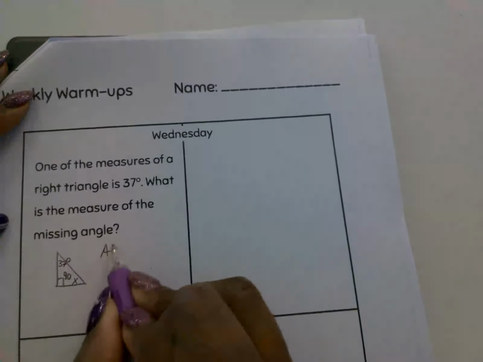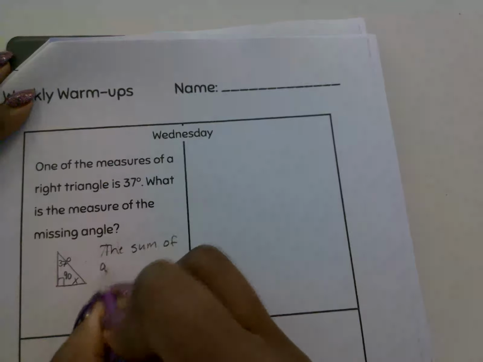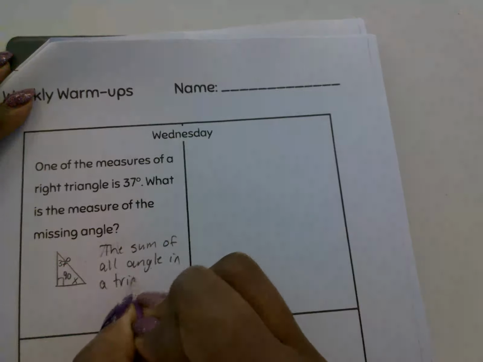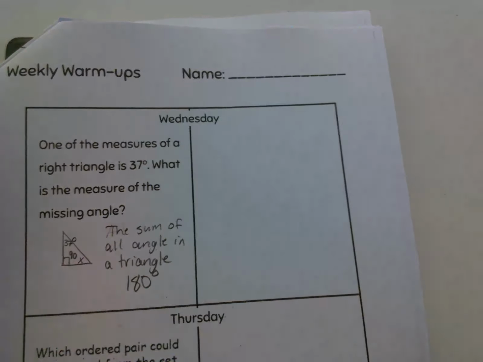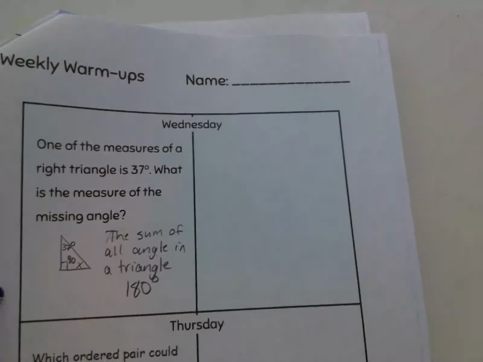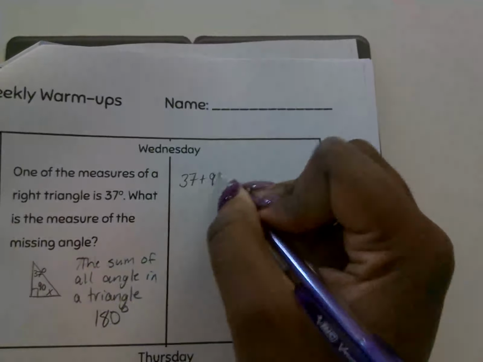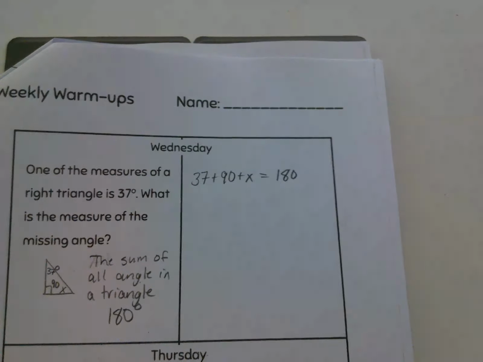Remember, the sum of all angles in a triangle is what degrees? Anybody remember? 180 degrees. Good job. So we're going to add all these up together and set it equal to 180, or we can just subtract it from 180 to see what's left. So we have 37 plus the 90-degree angle plus x, the angle that's missing. So let's add those together.